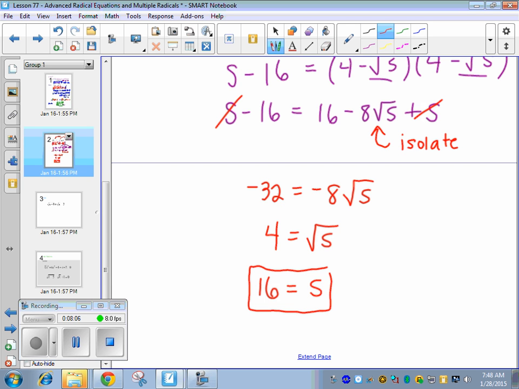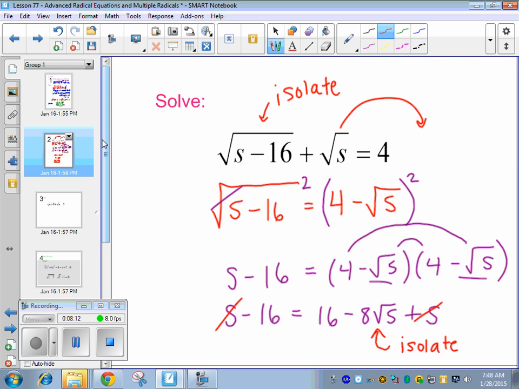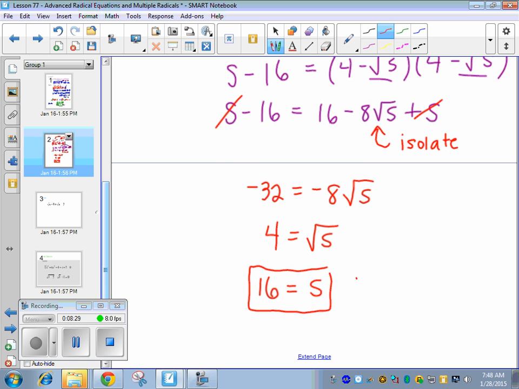This one's a lot easier to check than the last one because we don't have cubes or anything. So let's go back up here and check it. If I plug in 16, we would have the square root of 0 right here, right? So that would go away. And the square root of 16 here is 4. So this one does check.